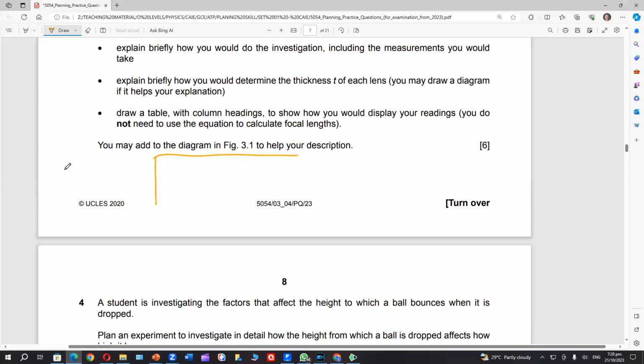Now let's make a table. Serial number, focal length in centimeter, thickness in centimeter. This is a simple table. Copy this.